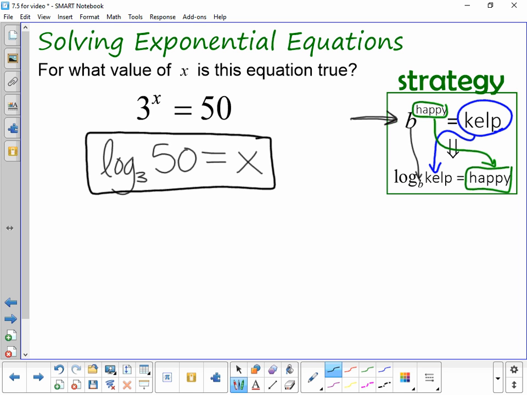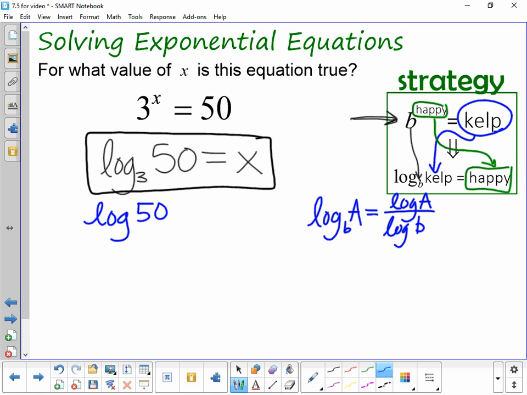But we could also figure out what that number is approximately, a decimal approximation. To find that decimal approximation, we would use the change of base formula that we talked about last time, which said that if we have log base b of a, that's the same as the log of a, which is now base 10, divided by the log of the base, also a base 10 log. By using this change of base formula, we can use our calculator to evaluate this log. So this would be the log of 50 divided by the log of 3.